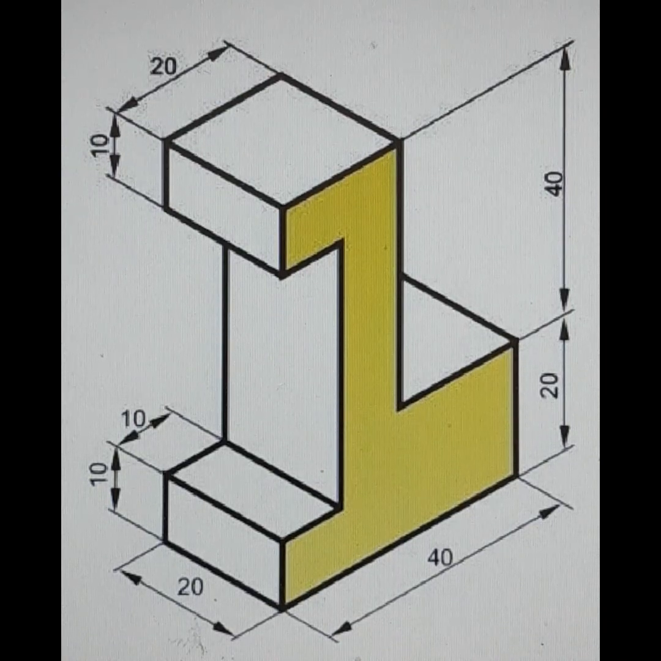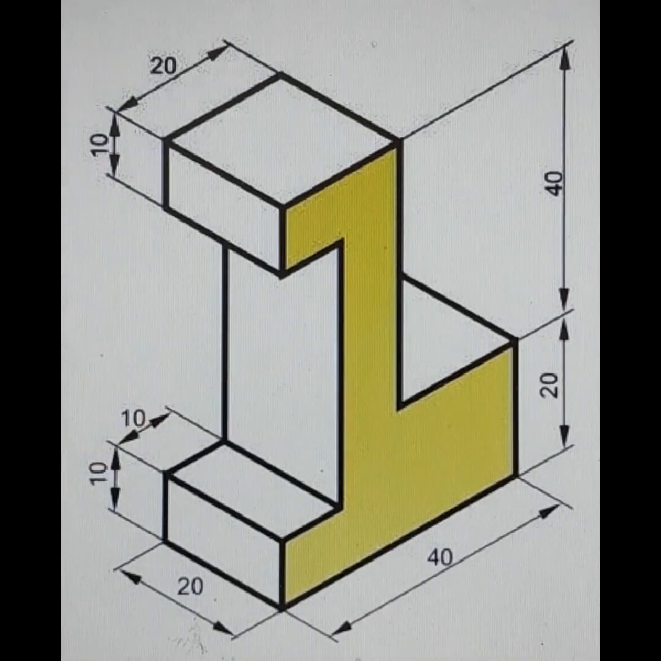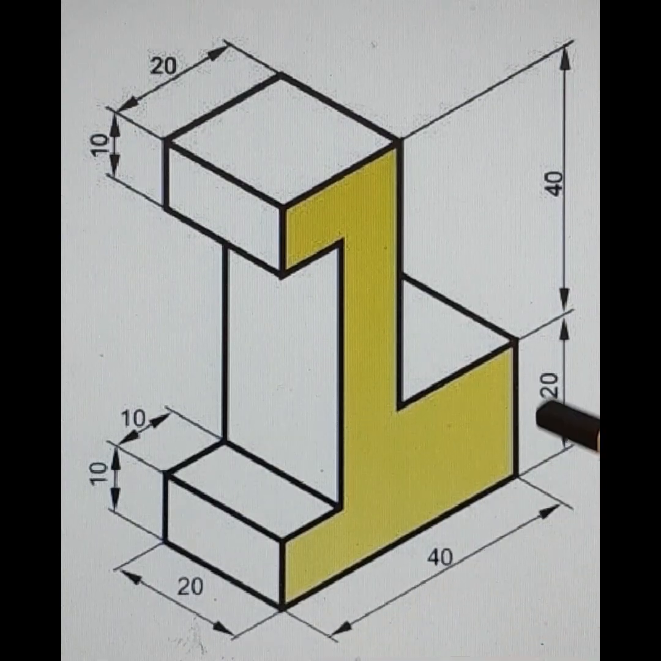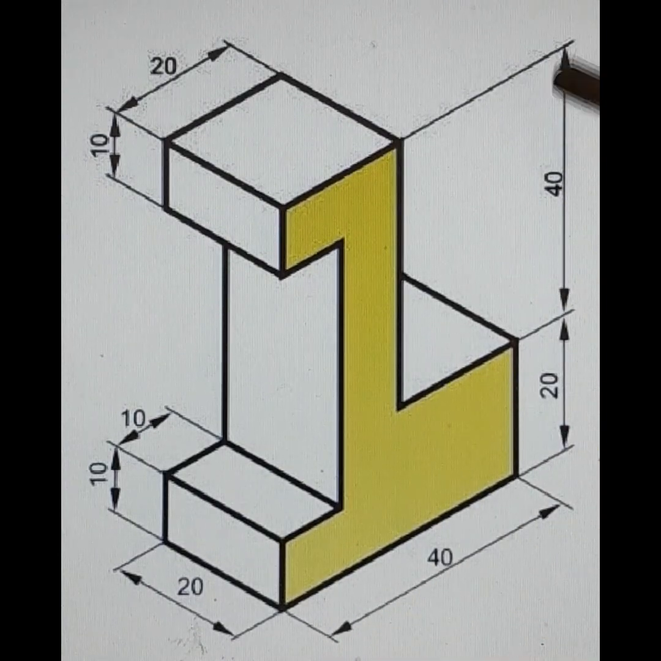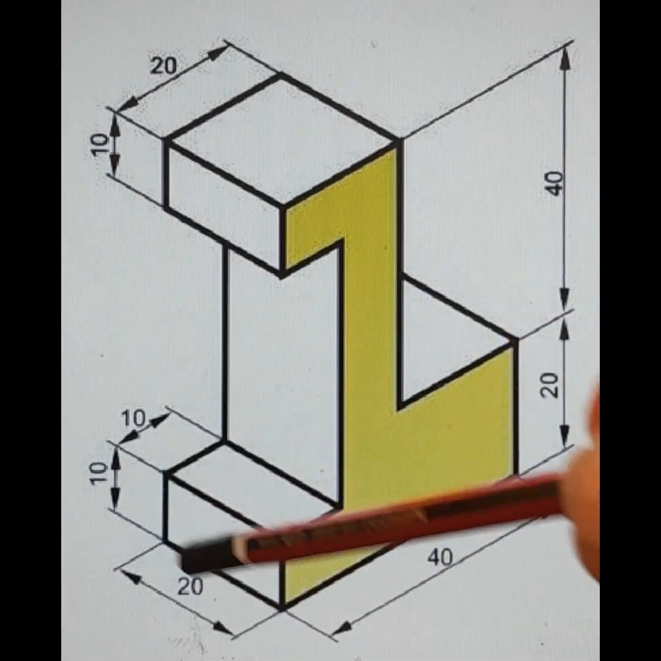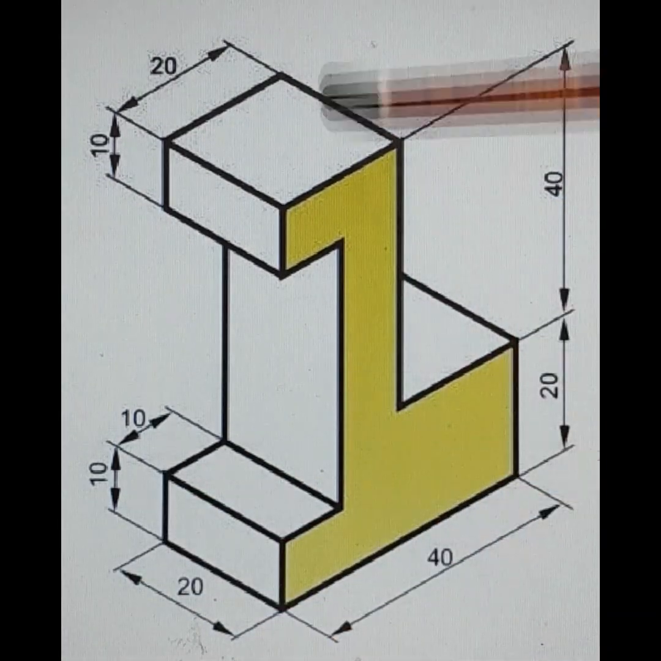In this video, I explain how to draw three views of the shown component. The three required views are the front view, the top view, and the left side view. The front view has a dimension of 40 millimeter and height of 60 millimeter, 60 as a result of addition of 40 plus 20. While the top view has a dimension of 40 and 20. The left side has a dimension of 20 and 60.